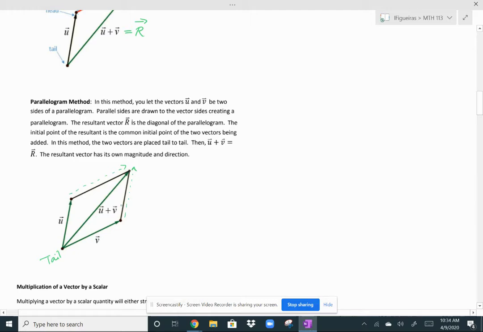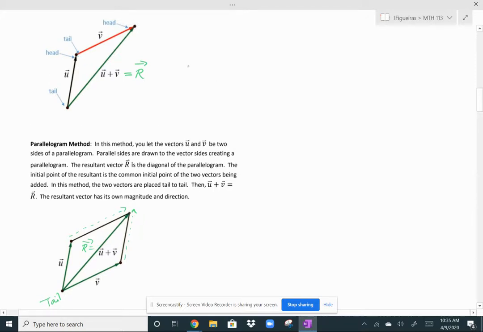The resultant vector r, which is u plus v, is just the diagonal that goes from where the two tails started to the opposite end of the parallelogram. So it's the diagonal across the parallelogram. So if u and v in these two pictures have the same magnitude and direction, and they are supposed to be the same, u plus v is actually the same resultant vector in both the polygon method and the parallelogram method, with the same magnitude and direction.